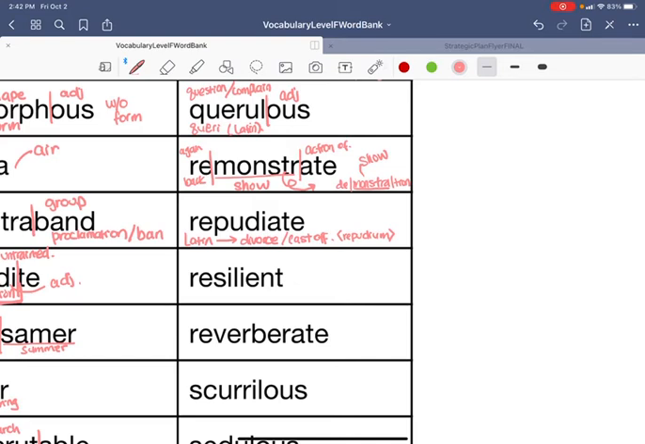So I don't really have a consistent way of annotating these, so I'm using brackets and arrows. Okay, well, let's move on to the next word.